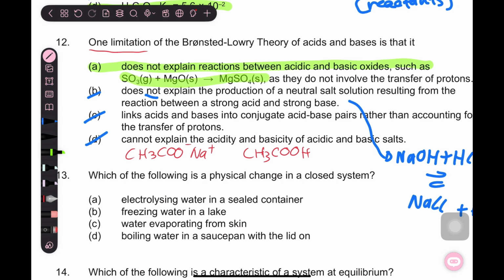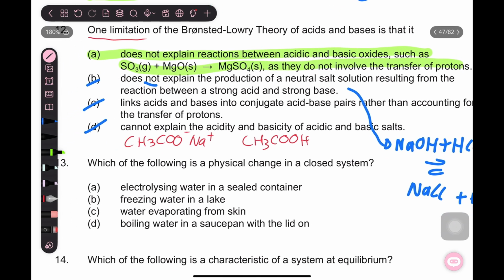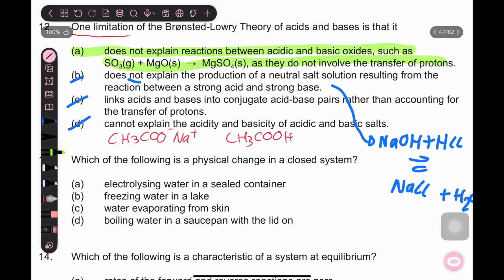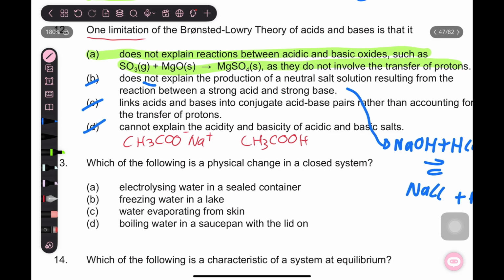And for the purpose of this video, I'll explain why. Because the Bronsted-Lowry theory is centered around the transfer of protons, so the donation and acceptance of a H+, reactions that do not involve a H+, such as the reaction in option A, as they do not involve the transfer of protons, cannot be explained by the Bronsted-Lowry theory.